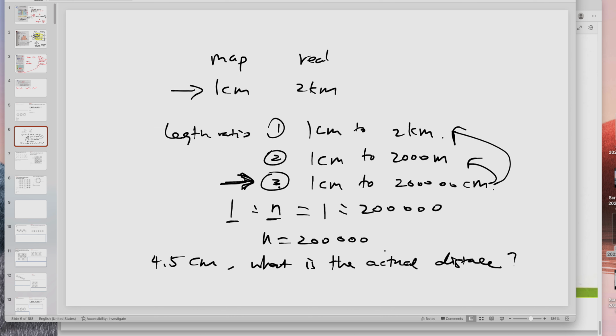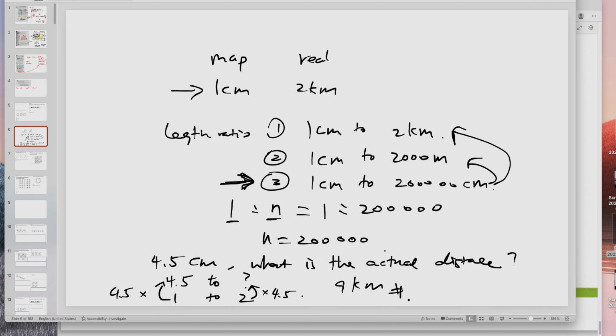Which one do you use? 1 cm to 2 km. So 4.5 times 2, right? From 1 to 4.5, how do you get there? Times 4.5. So your 2 must also times 4.5. Therefore it's 9 kilometer. So that's how you do this kind of question. Pick the right ratio.